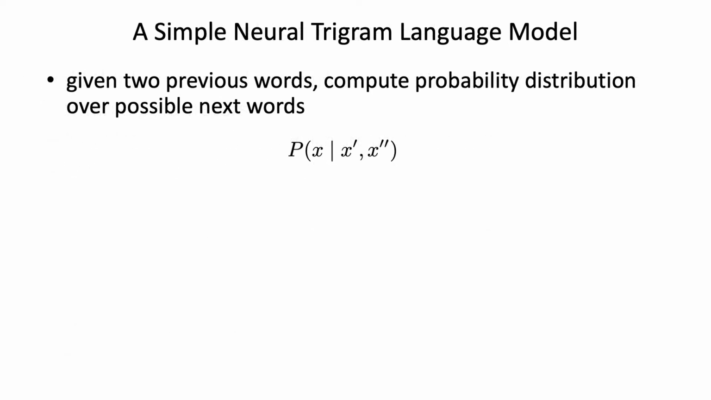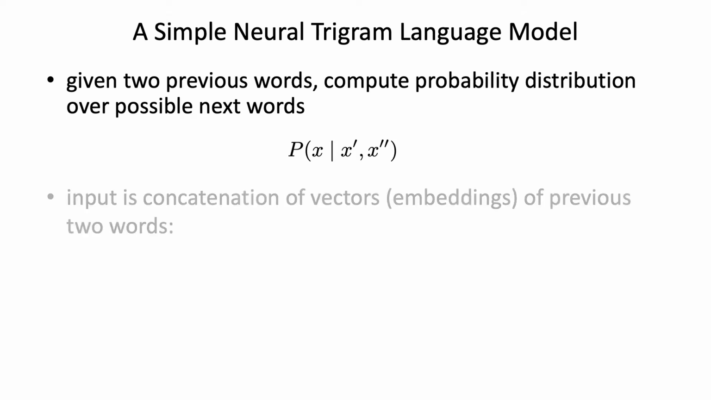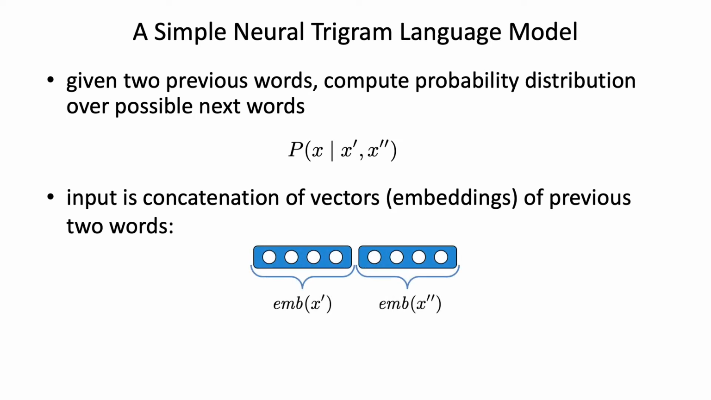For concreteness, we'll discuss a neural trigram language model. So, given the two previous words, we want to compute a probability distribution over possible next words x. The input to our network will be the concatenation of vectors for the previous two words, x' and x''. We'll use this function emb that returns a d-dimensional vector or embedding for the given word. It's common to depict vectors using these rectangles with circles corresponding to vector entries. So in this visualization, the embedding for a word has 4 dimensions.